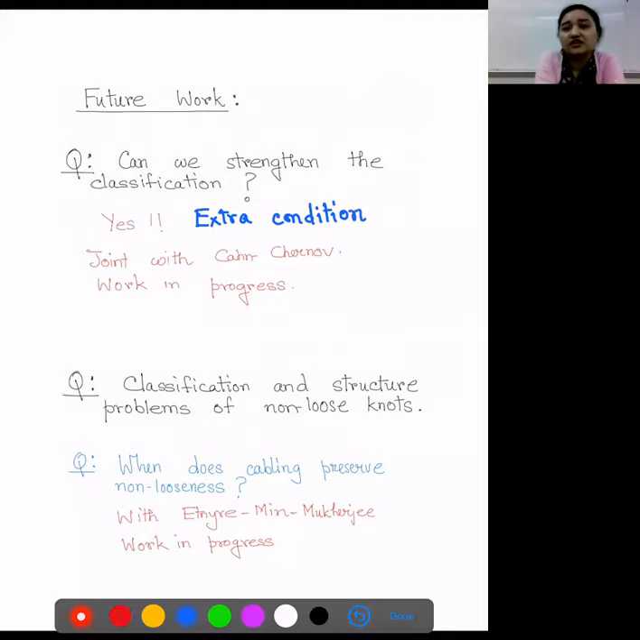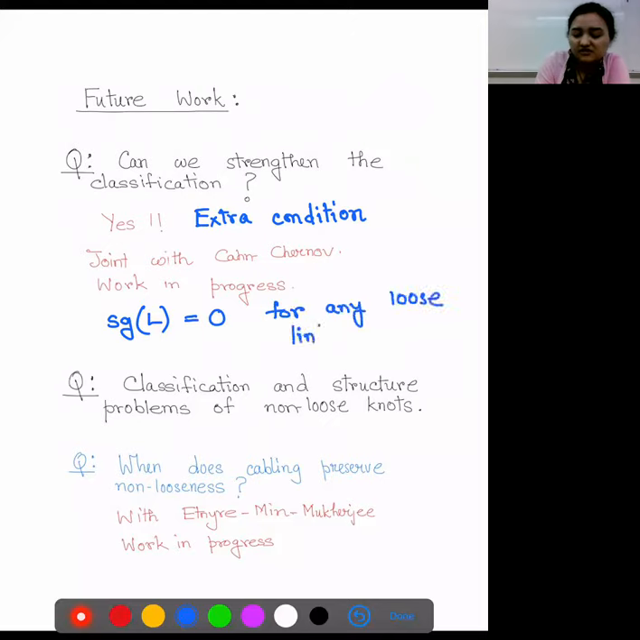And if we can prove this result, this will also imply that the support genus of a Legendrian link is 0 for any loose link. So here, I don't need the coarse equivalence class which I used before. Here we can just use the isotopy class using that classification.